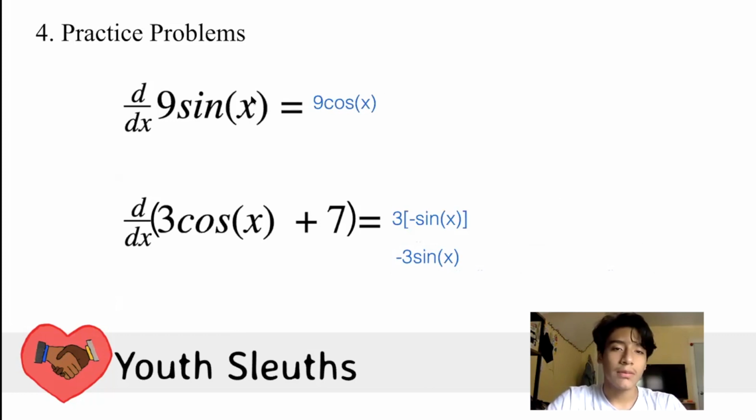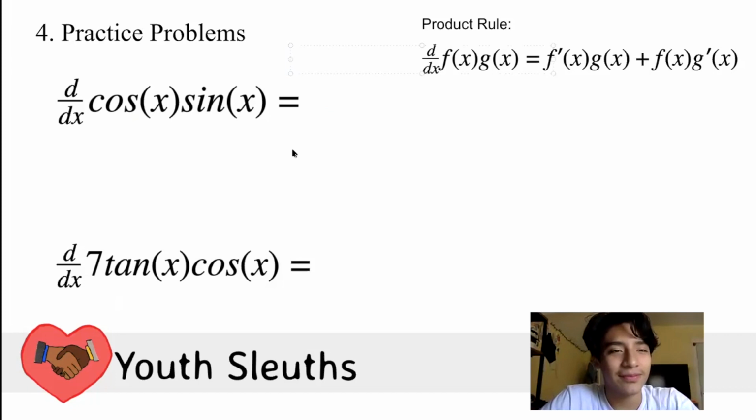Now we're going to do more examples like this, but with product rule. All right, for these problems, we will be using product rule, as you learned with George. Here's the rule. And for the first problem, we will use cosine of x as f of x, and sine of x as g of x.